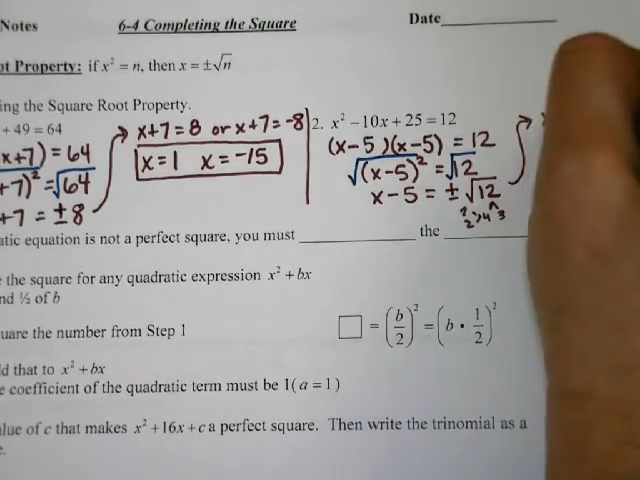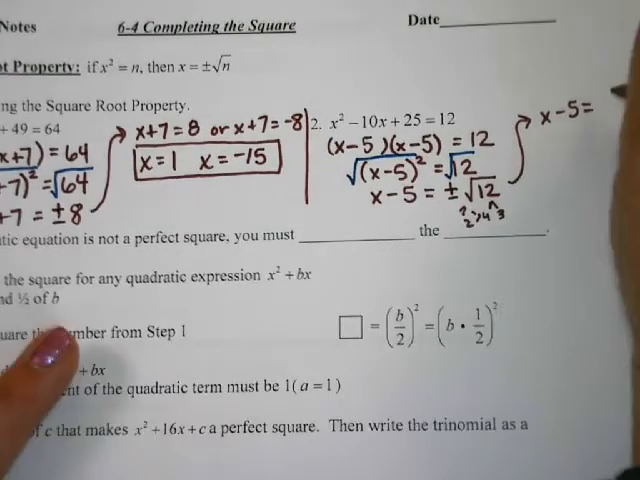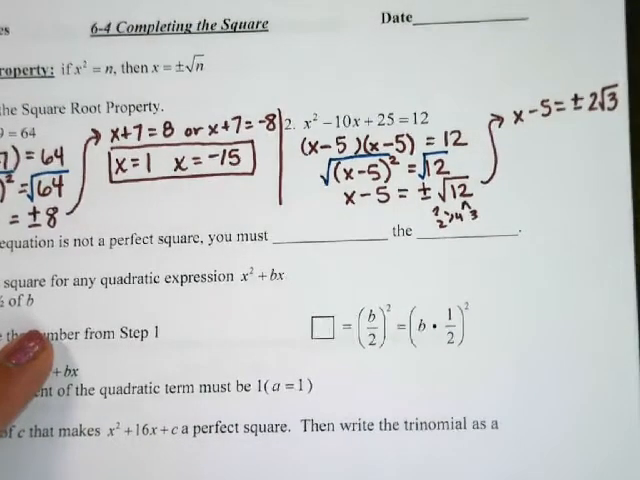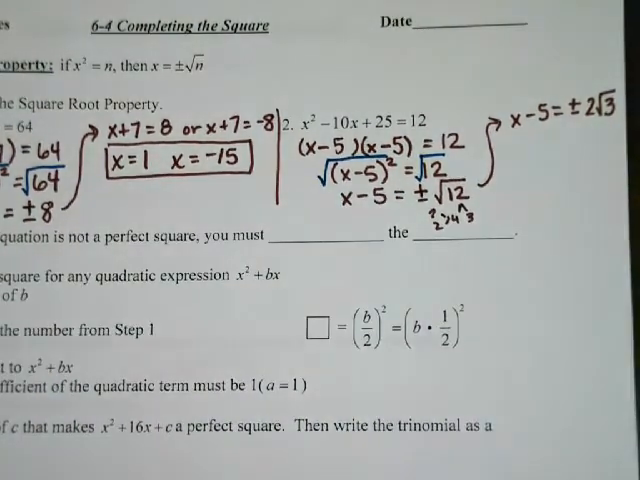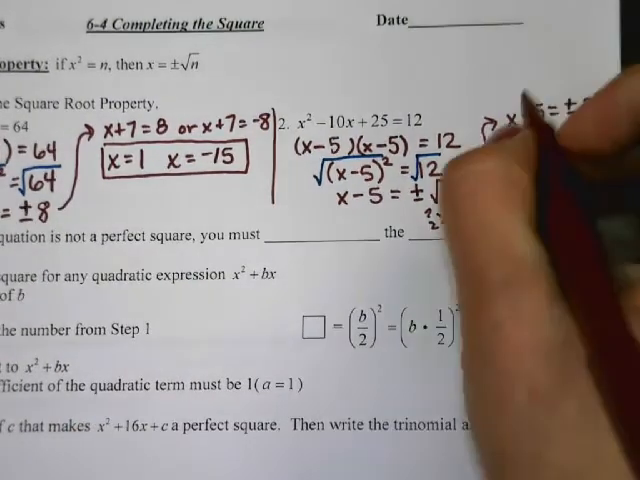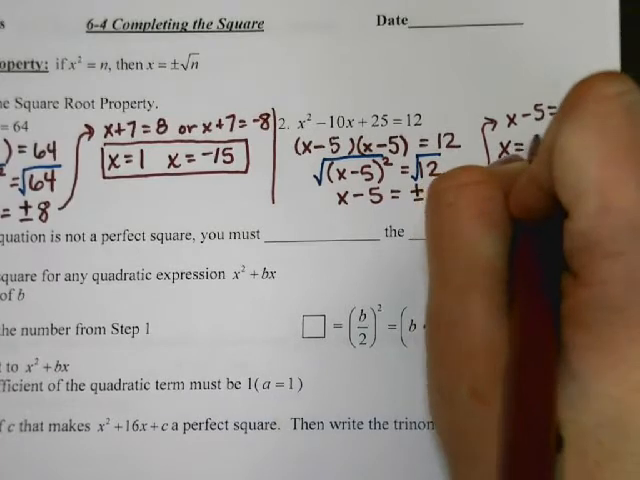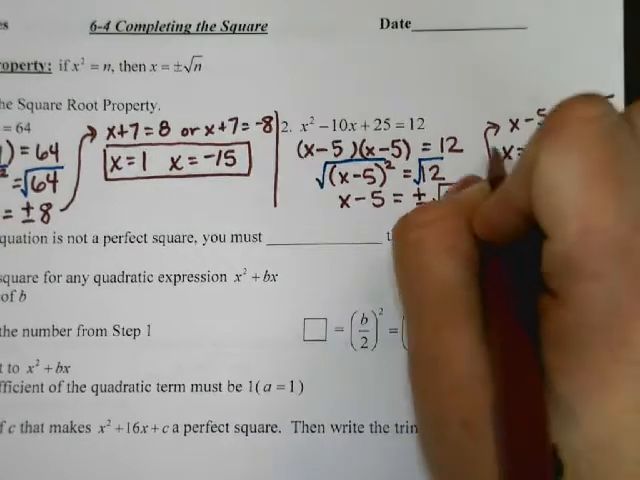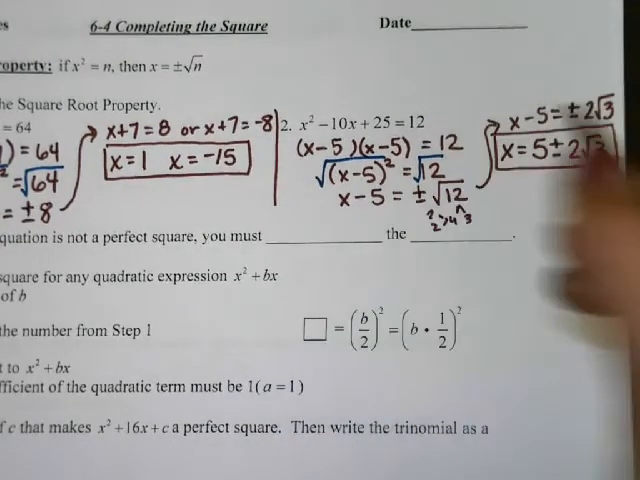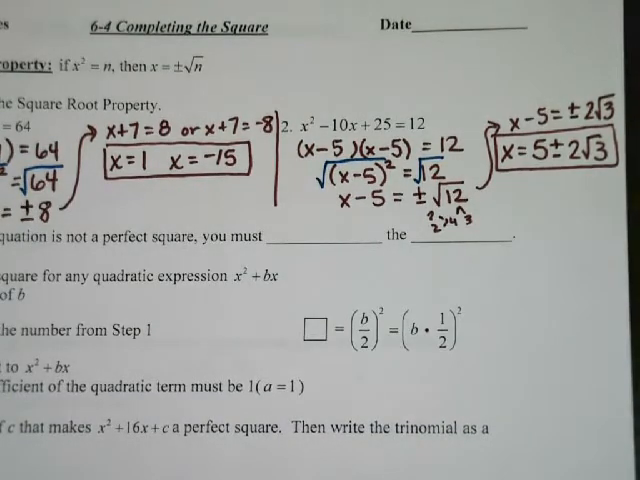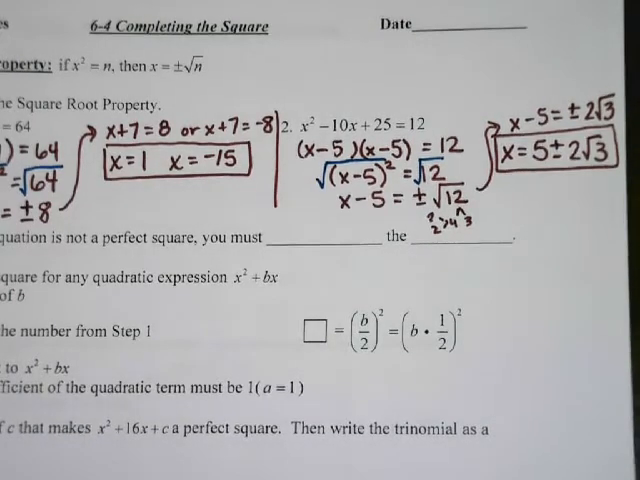So this guy is x minus 5 equals plus or minus 2 root 3. And now I need the x by himself, so I'm going to add the 5 to the other side. So I get positive 5 plus or minus 2 root 3. How many solutions do I have there? 2, right? I've got 5 plus 2 root 3, and I've got 5 minus 2 root 3.